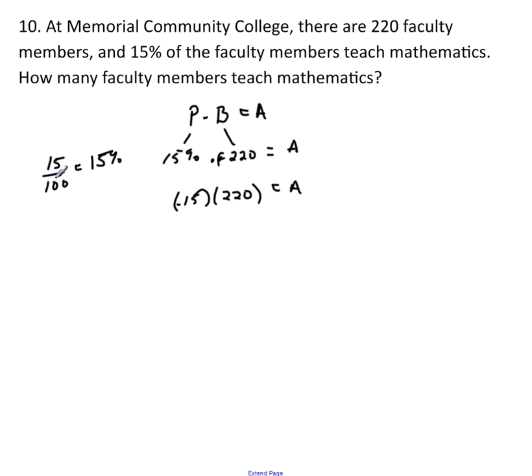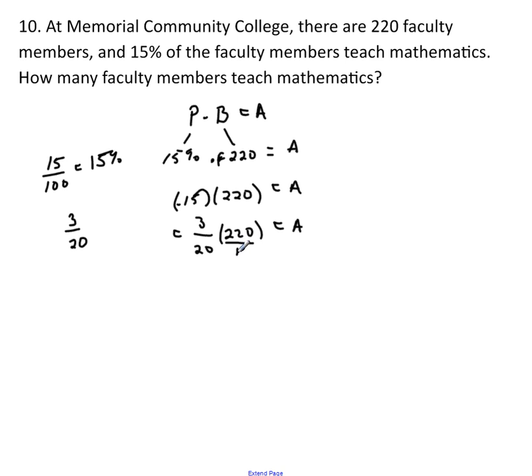Right? So if I have a fraction like this, let's see if there's something we can divide. 15 and 100 definitely share a common factor of 5, right? 15 divided by 5 is 3. 100 divided by 5 would be 20. So this is really equivalent to saying 3 out of 20 of those 220 are going to be mathematics faculty. All right, 3 out of 220.